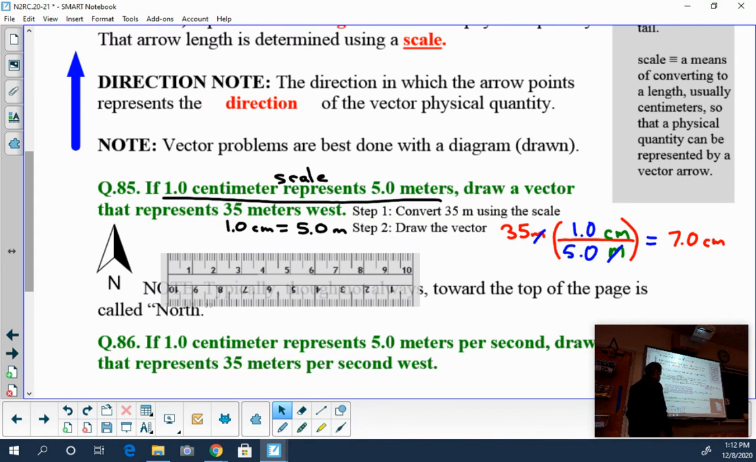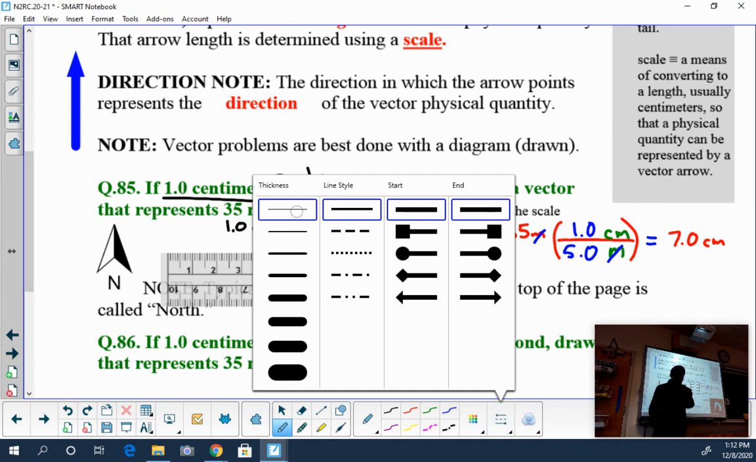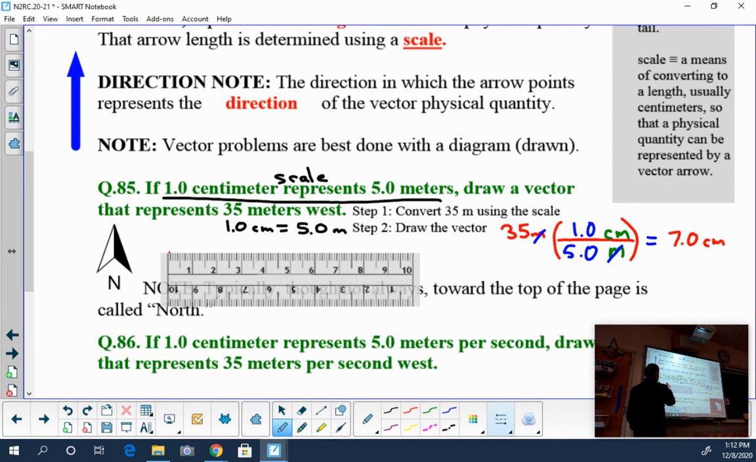So here's my little ruler, which should roughly match the scaling of your ruler at home, I hope. Anyway, easiest way to do this is put a mark. We want 7 centimeters, so I'll put a little dot at my 0, right in there, and I'll put a dot at my 7.0. There it is, and I'm going to connect the two.